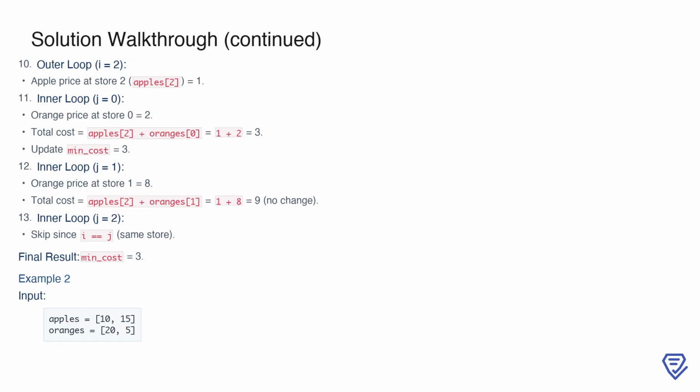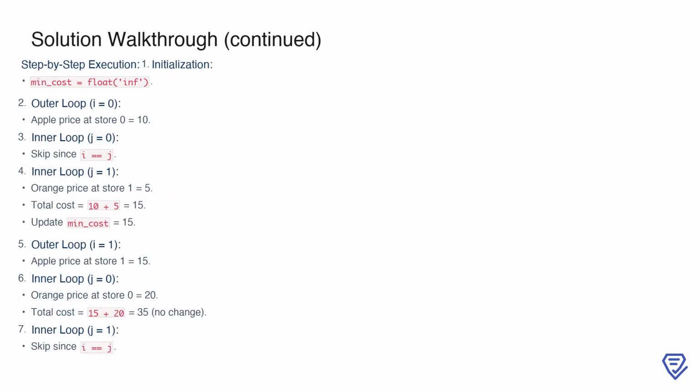Let's now consider another example input, apples equals 10, 15, and oranges equals 5, 20. We use the same approach, starting with initialization and iterating through all valid combinations to find the minimum cost. In this example, we initialize min_cost to infinity.